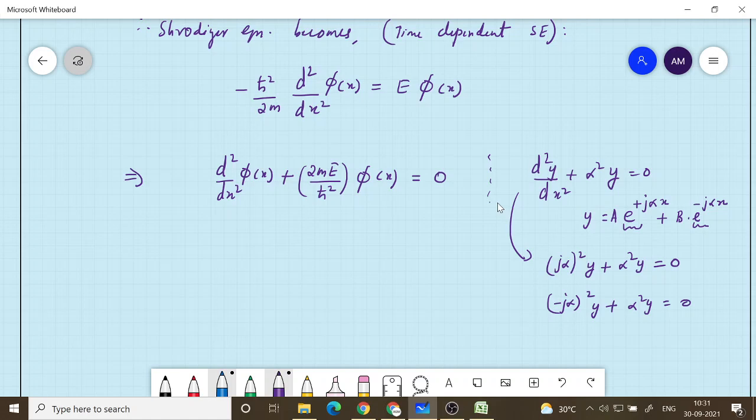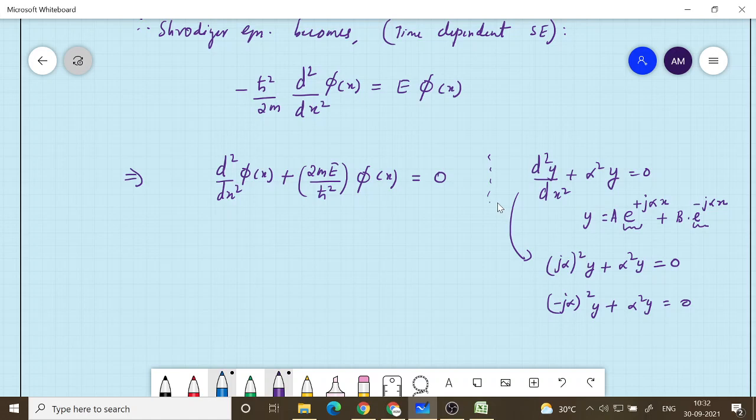So this will also be 0, because minus 1 you can pull out, and it is basically the same thing. So there are 2 solutions, and I can write the complete solution as a into the first solution plus b into the second solution. The same way I can do it here also.